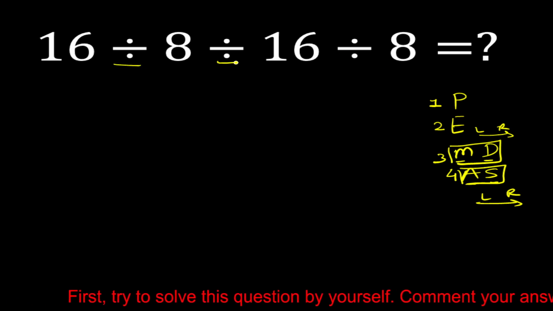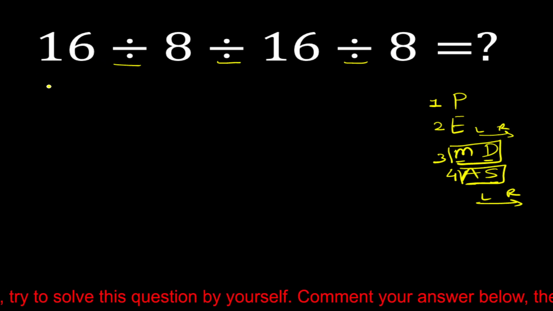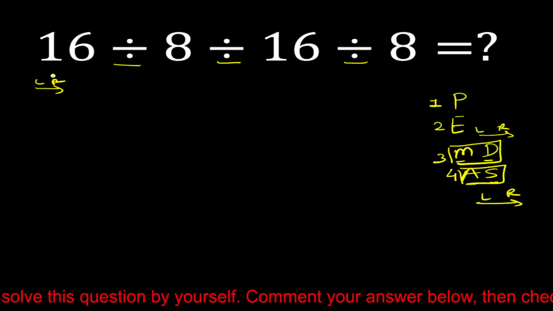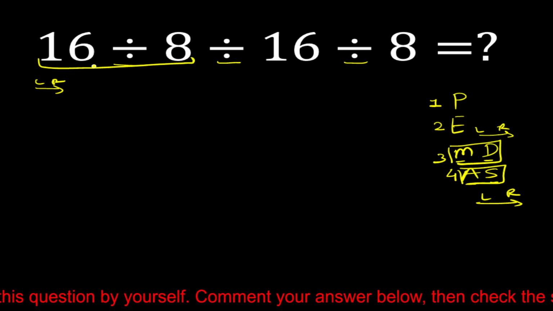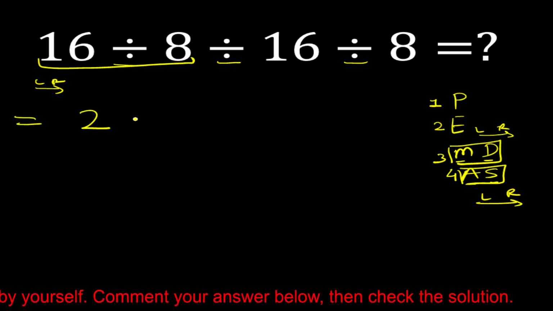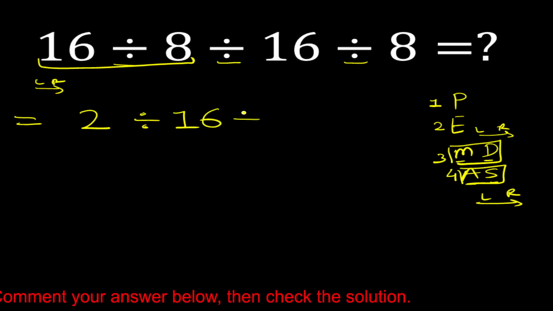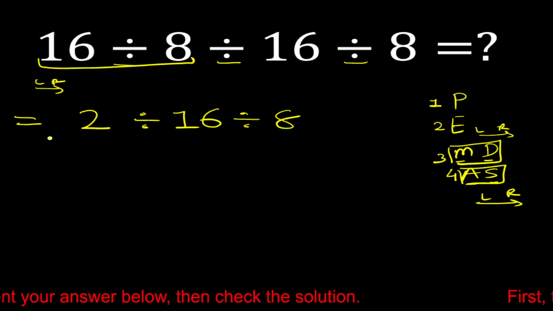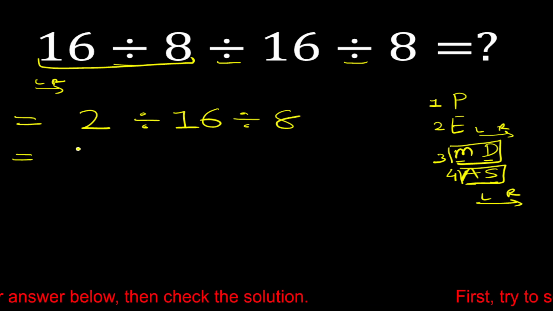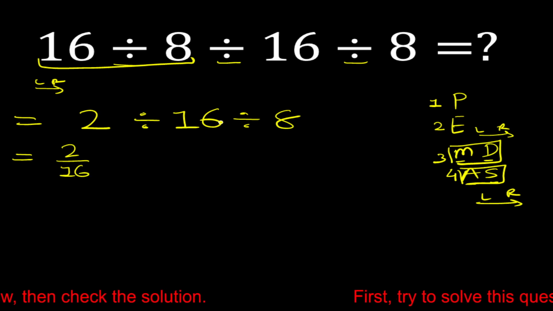So here is division, and also here is division. So all have equal priority, so we have to solve it from left to right. First we have to solve this division: 16 divided by 8 is equal to 2. Then divided by 16, divided by 8. Now 2 divided by 16 can be written as 2 upon 16.